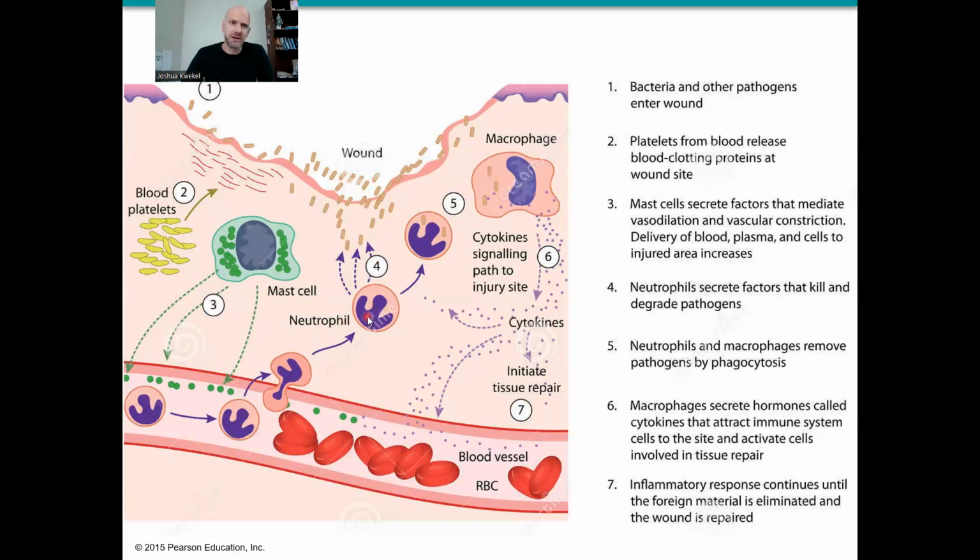The neutrophils are the main group of soldiers that are fighting that battle. They show up, they phagocytize, and then they can do oxidative burst. There's lots of ways that neutrophils can stop the growth of the pathogens. What you're really facing here is a race against time.